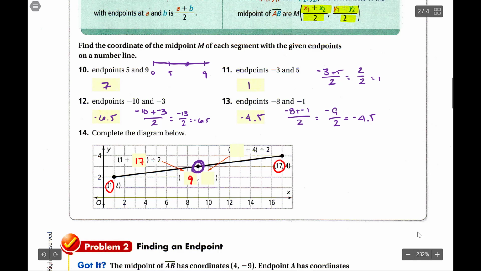We do the same thing for the y-coordinates. We take the y-coordinate of 2 plus the y-coordinate of 4. 2 plus 4 is 6. 6 divided by 2 is 3. So the midpoint of that line in the coordinate plane is going to be at 9, 3.